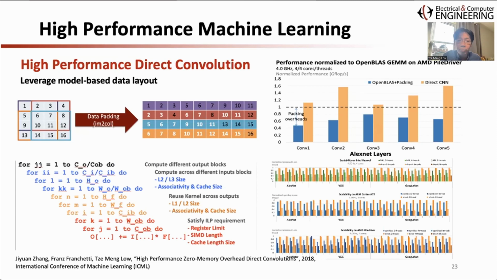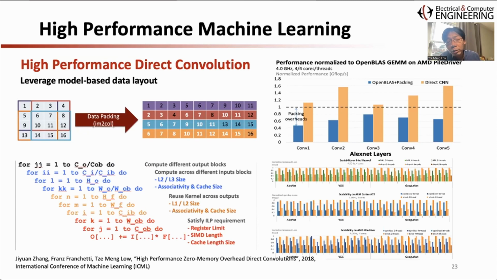The traditional approach is to take your data and repack it into a separate buffer, usually called the im2col process or lowering process. And this packing is usually done either explicitly, as in you copy it into a buffer, or implicitly as part of your cost to matrix multiply.